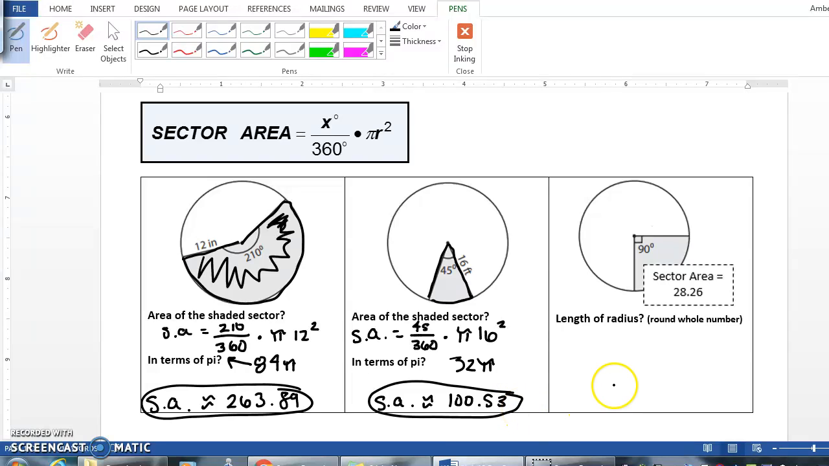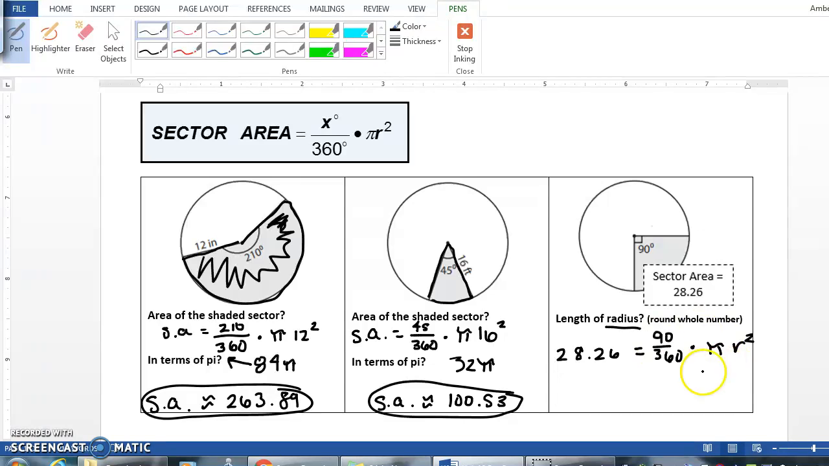Again, just like the previous problems, we can also solve for different portions of that equation. It's just basic algebra. So this time we're given the sector area is 28.26, and we need to find the radius. So my sector area is going to be 28.26, and that's equal to x degrees, or 90 degrees, divided by 360 times pi r squared. And since we don't know what r is, we're going to leave it as r. Okay. First things first, we need to get r alone.